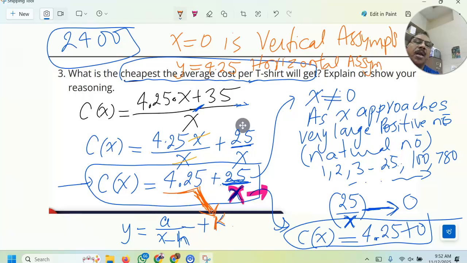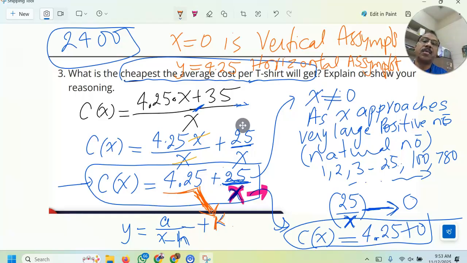These are the two vocabulary words that we get confused, so I just want to make sure we understand. That means as x, the number of t-shirts that you order, is a very large number, the cost per t-shirt on average goes as low as 4.25. So try to make sense out of this.